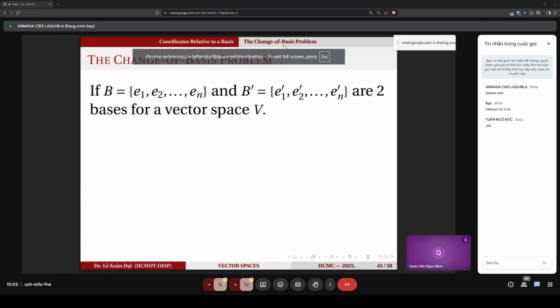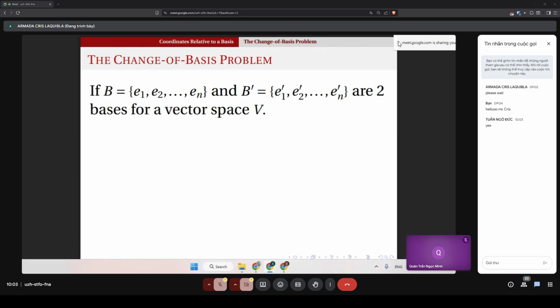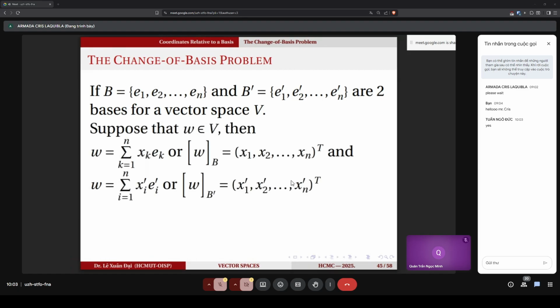Okay, by the way, the slides for the class are all available in your LMS already. You see it there, vector spaces. So we have this: if B is e1, e2 to en, and B prime is e1 prime, e2 prime to en prime, these are two bases for a vector space V. So you can say here that the basis for a vector space is not unique. Okay?